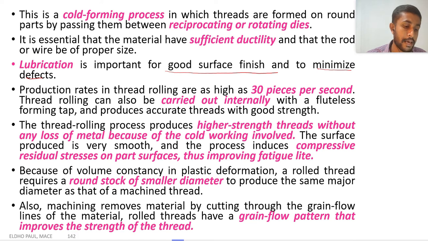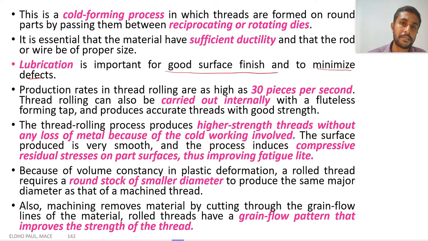It can also be carried out internally. So we can make internal threads also using this thread rolling process with a fluteless forming tap. You may see the tap. We can insert the tap with a threaded die inside the blank, and we can make internal threads also by rolling process. And the thread rolling process produces higher strength threads without any loss of metal because of the cold working involved. This is a very important characteristic of the thread rolling process. We are not removing any material during the rolling process.